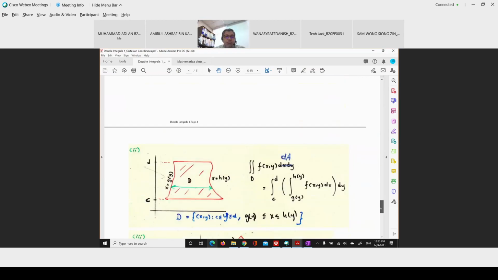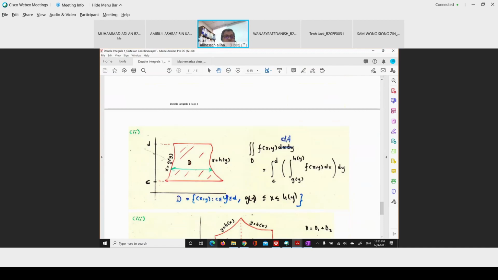In another situation, we may have a bounded D where y is bounded between numbers c and d, and x is bounded by functions of y. In this illustration, x is bounded on the left by x equal to g of y, and on the right by x equal to h of y. So in this case, we must integrate with respect to x first, because x has limits as functions of y. Then integrate the result with respect to y.